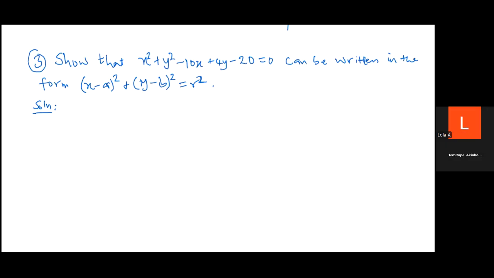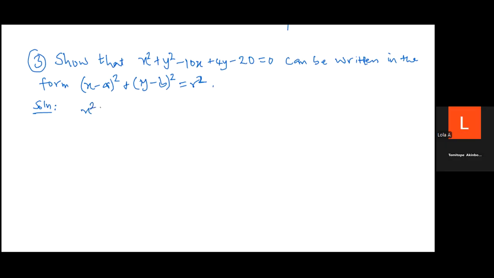Is that clear? So the question can come in another way and say, given that the equation of a circle is x squared plus y squared minus 10x plus 4y minus 20 equals 0, find the center and radius of the circle. So it's the same thing that you are going to do if the question comes that way. Is that clear? Yes, so okay, let's now do it.